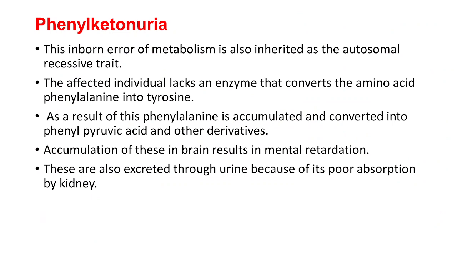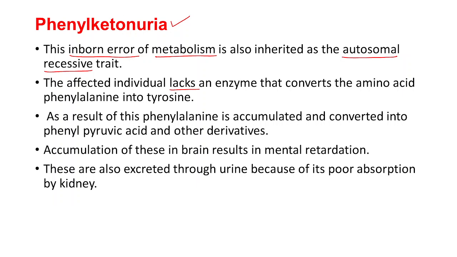The next disease is phenylketonuria. And what is phenylketonuria? It is an inborn error of metabolism, a very important point, which is inherited as an autosomal recessive trait. What is an autosomal recessive trait? It means the gene for this particular disorder is located on the autosome, not the sex chromosome. Is that clear?